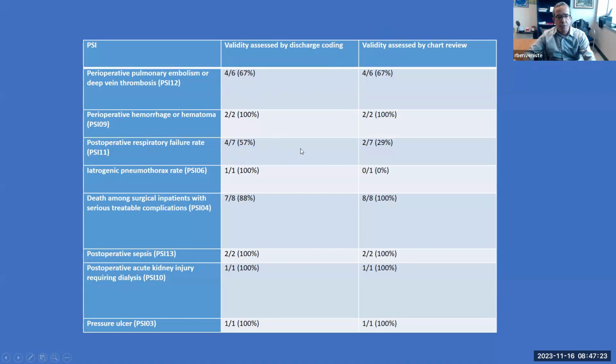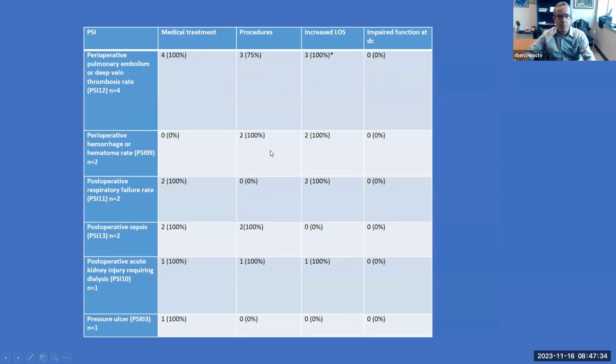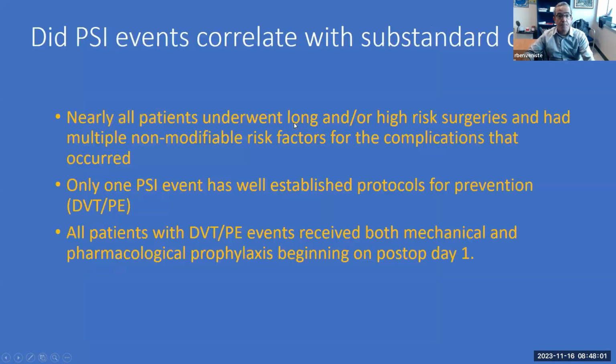Respiratory failure is a little bit tricky to define, both in terms of codes and chart review, but not very accurate based on both chart review and discharge coding criteria. As in our general population, yes, these patients did have increased length of stay and need for treatments related to their complications. Interestingly, I'd have to go back. The two patients with postoperative hemorrhages, I think these were both spine patients, actually did not have any impairment of their neurologic function at the time of discharge. They were rescued by taking them back to surgery.